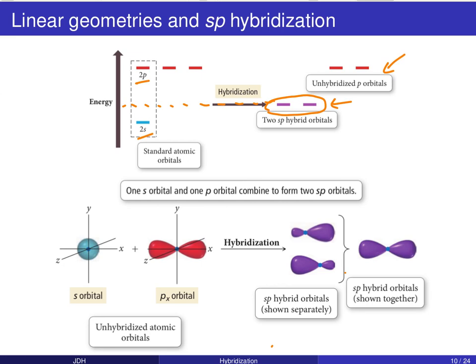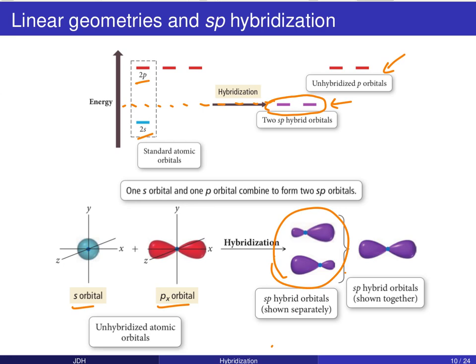And then the second thing I want you to remember is the geometric consequences of this sp hybridization. By mixing together one s and one p orbital, you're mixing together two orbitals, you're going to get two orbitals out on the other end, and these orbitals look like these asymmetric dumbbells.